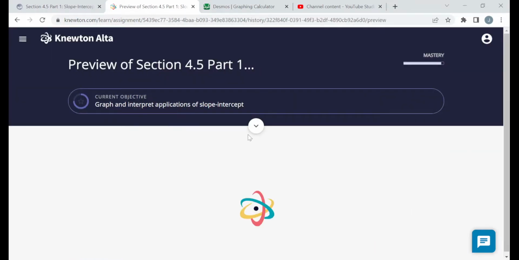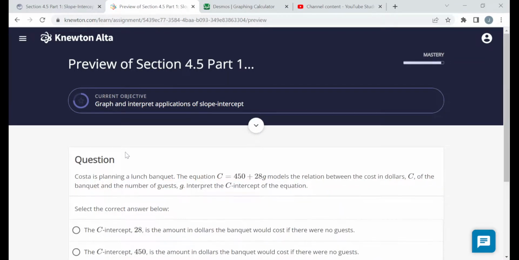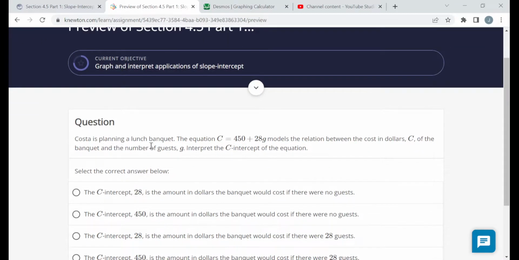Right, and then the final one of these. So Costa is planning a lunch banquet. So this is like that banquet one from earlier, right? The cost of the banquet is $450 plus $28 per guest, right? $28 times the number of guests. The slope is 28, right? So every guest that attends, the cost goes up by 28.